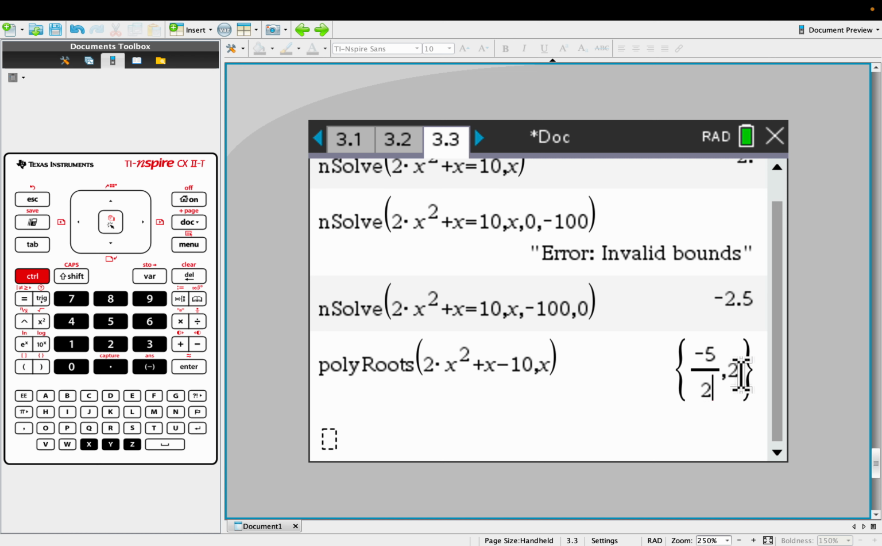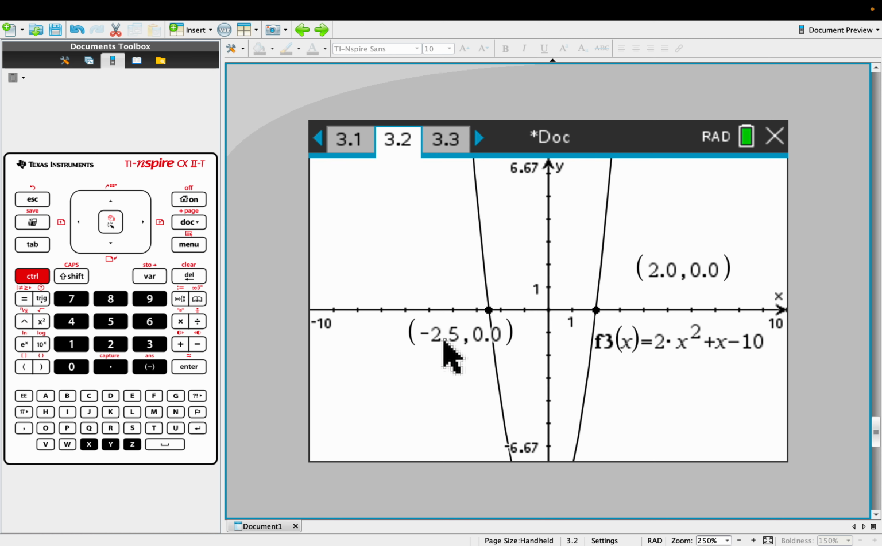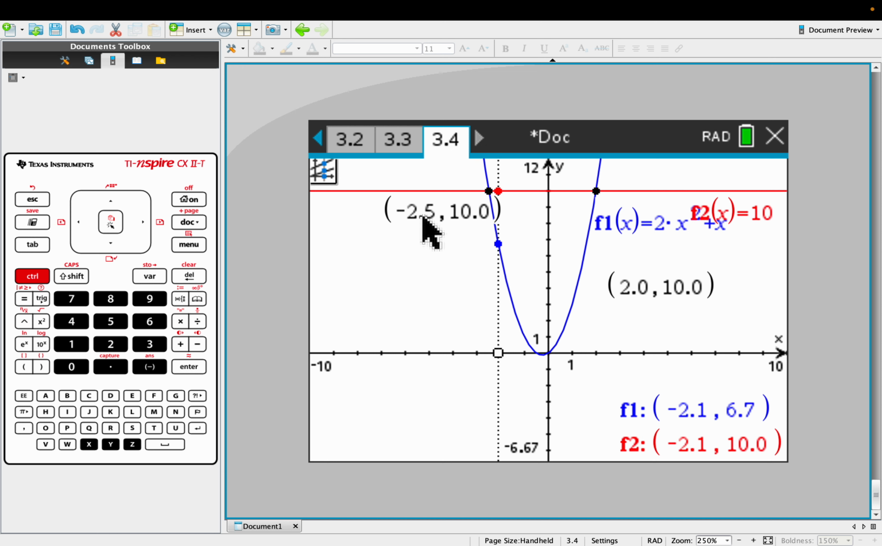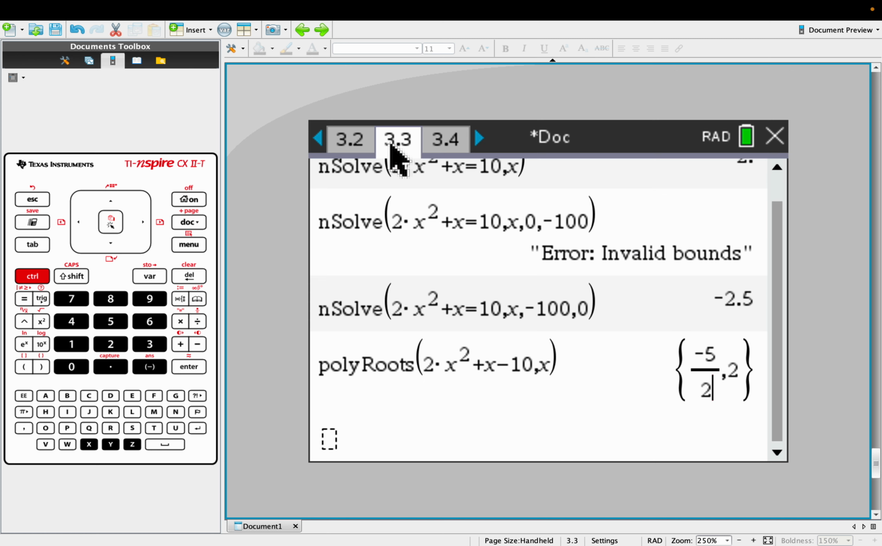This isn't xy coordinates in those nice parentheses. They are 2 x solutions, right? So negative 2.5 and 2. That matches the negative 2.5 and 2 from here, and that matches also back to this graph, the negative 2.5 here and the 2 up here. Okay, so hope that helps. Polynomial tools, beautiful.